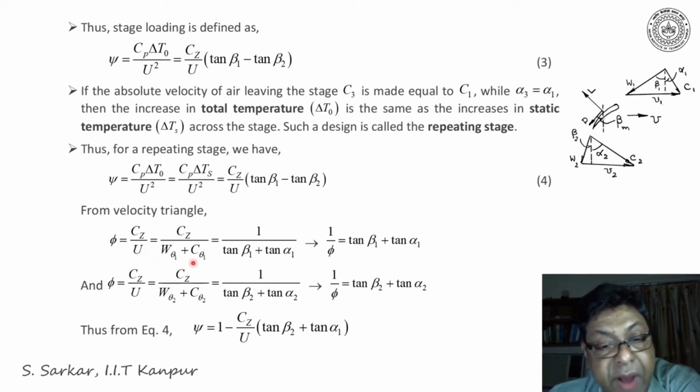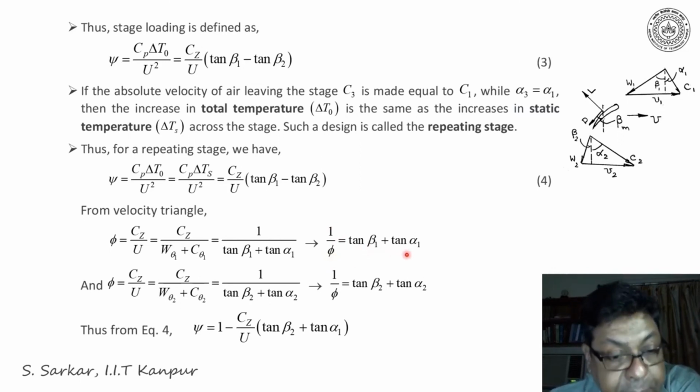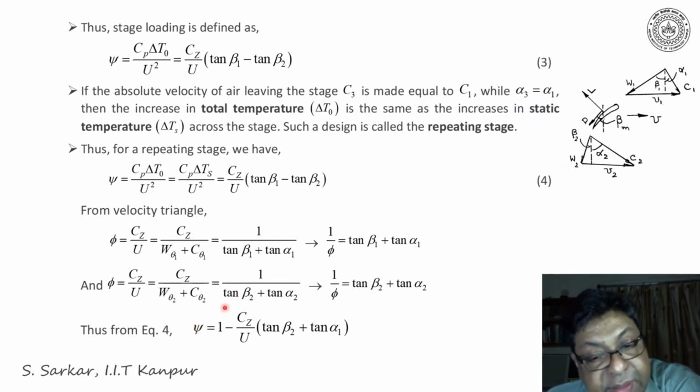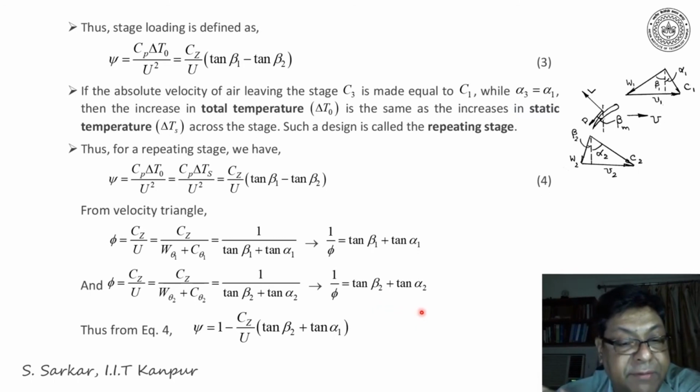Now from the velocity triangle, I can write phi is equal to Cz by U, that is equal to Cz divided by (W theta 1 plus C theta 1), which yields 1 divided by (tan beta 1 plus tan alpha 1), referring to the velocity triangle. This reduces to 1 by phi is equal to tan beta 1 plus tan alpha 1. Similarly, I can write phi is equal to Cz divided by (W theta 2 plus C theta 2). This yields 1 by phi is equal to tan beta 2 plus tan alpha 2.